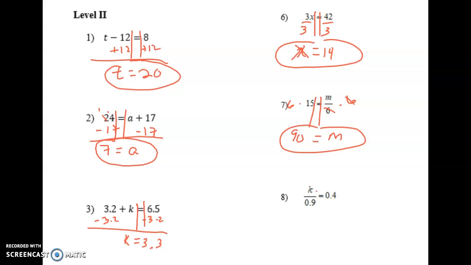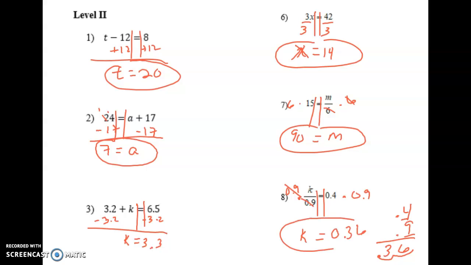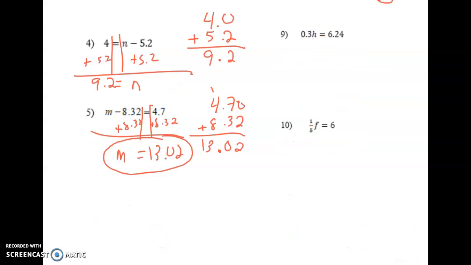Number 8, draw my wall. The opposite of dividing by 9/10 is multiplying by 9/10. Multiplying over here by 9/10. My 9/10 cross simplify. I'm left with k equals 4/10 times 9/10. 9 times 4 is 36, but my decimal goes over 1, 2 places, which gives me 36/100ths.